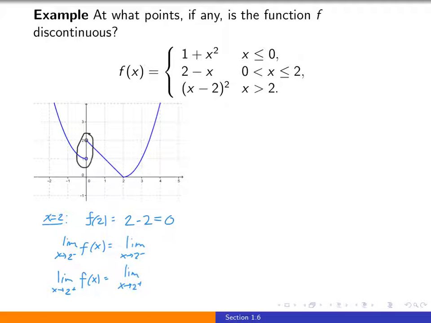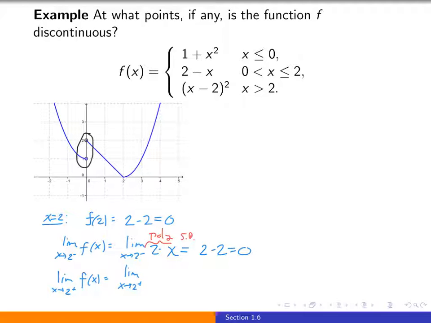And in order to determine the limit as we approach 2, we need to take the limit from the left and the limit from the right. As you approach 2 from the left, the function is defined as being 2 minus x. 2 minus x is a polynomial, so by the substitution property, the value of this limit is 2 minus 2, which is 0.